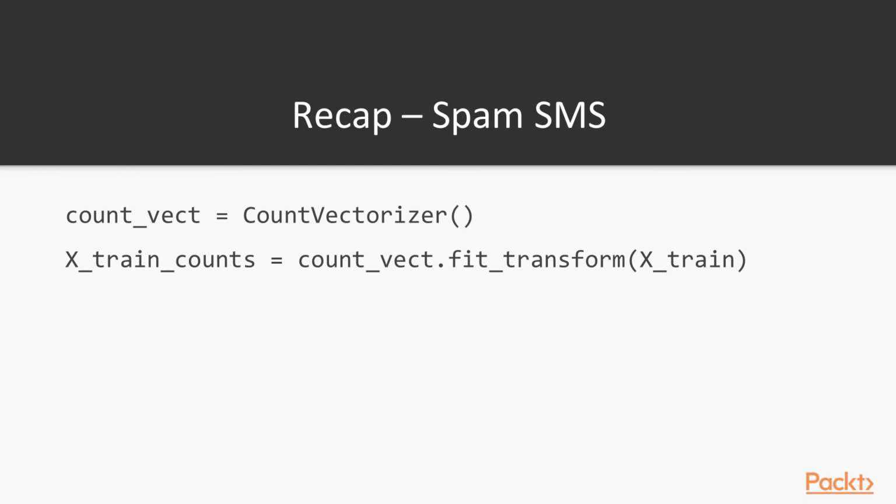We can say, I want to consider not just single words, but also bigrams or trigrams or four-grams or as many grams as we would like. All of that is customizable and goes on in CountVectorizer and gets applied to training data X_train and returns back the result in X_train_counts.